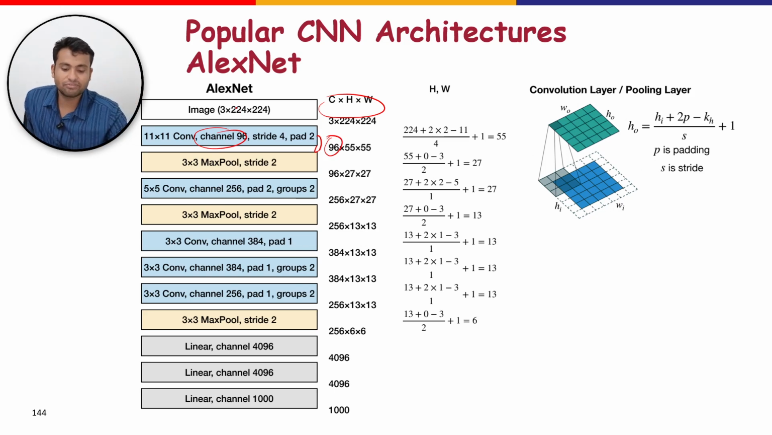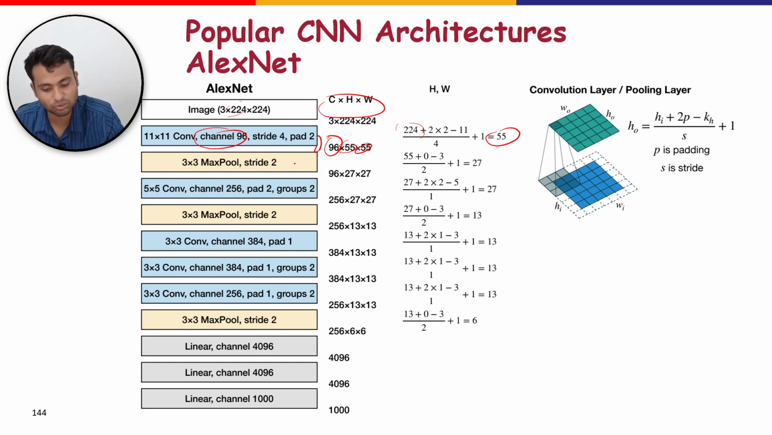Then the height and width of the output is determined by two things: the kernel height and kernel width, and the input height and the input width. So here we have the simple formula that we have seen: just plug in 224, which is HI. You do the padding, so padding here is given as 2, so plus 2 into 2, minus the height of the kernel, which is 11, divided by the stride, plus 1, gives 55. So this 55 is the height and the width of the output channel. So 96 cross 55 cross 55.